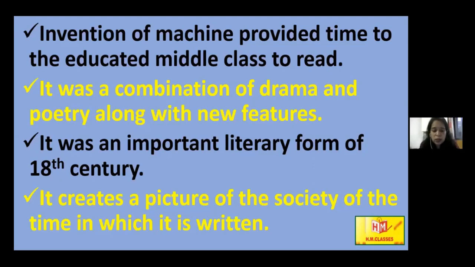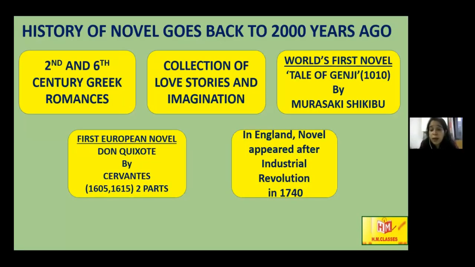Now, the history of the novel goes back 2000 years. The initial novels were just imaginary and contained more love stories. They were not really close to reality, and there were no set forms as such. But then as time passed, there were people who were writing a lot of novels as well.